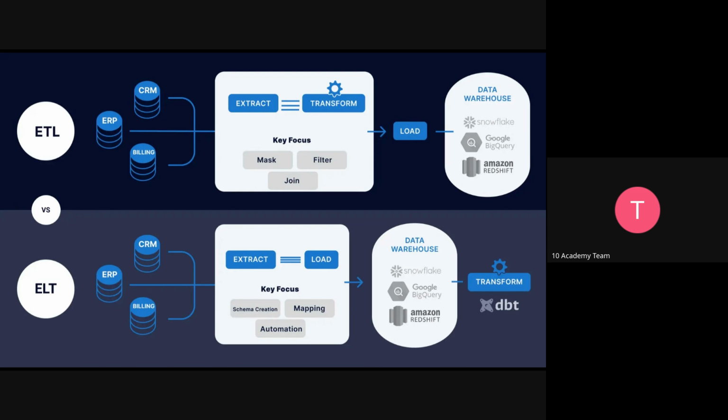But here you extract it and then you load it, and here you're going to transform it by using tools like dbt. So dbt is the T in ELT. Here the focus could be schema creation, mapping, automation, and so on. So this is basically the difference between ELT and ETL.